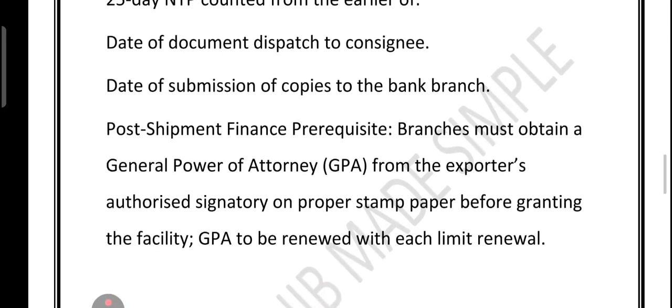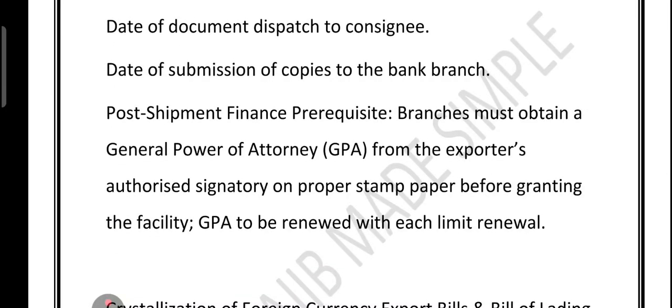Finally, before giving any kind of post-shipment finance, the bank needs a general power of attorney or GPA from the exporter's authorized signatory on proper stamp paper, and it must be renewed every time the finance limit is renewed.